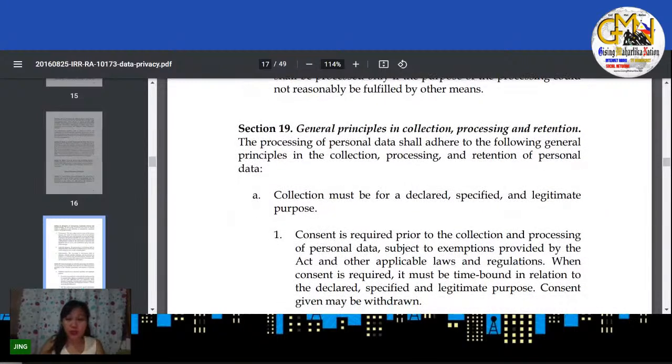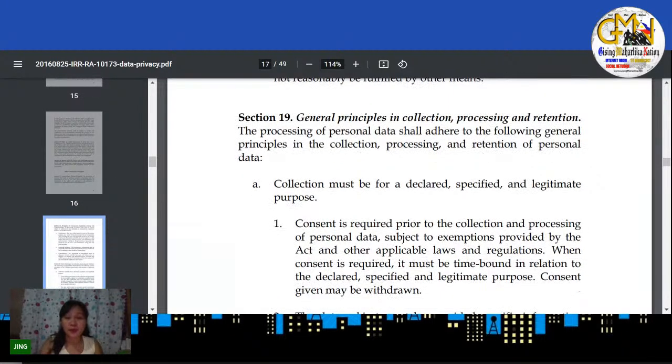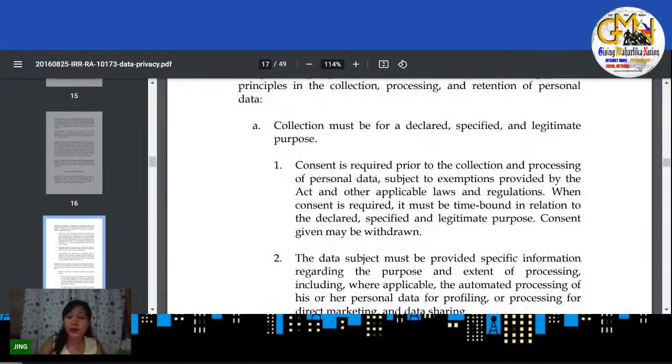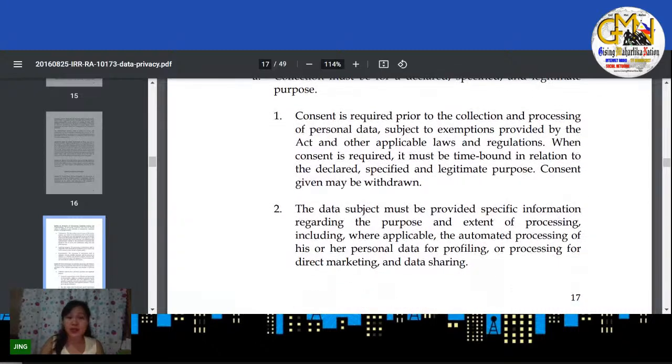Section 19. General Principles in Collection, Processing, and Retention. The processing of personal data shall adhere to the following general principles in the collection, processing, and retention of personal data. A. Collection must be for a declared, specified, and legitimate purpose. First, consent is required prior to the collection and processing of personal data, subject to exemptions provided by the Act and other applicable laws and regulations.